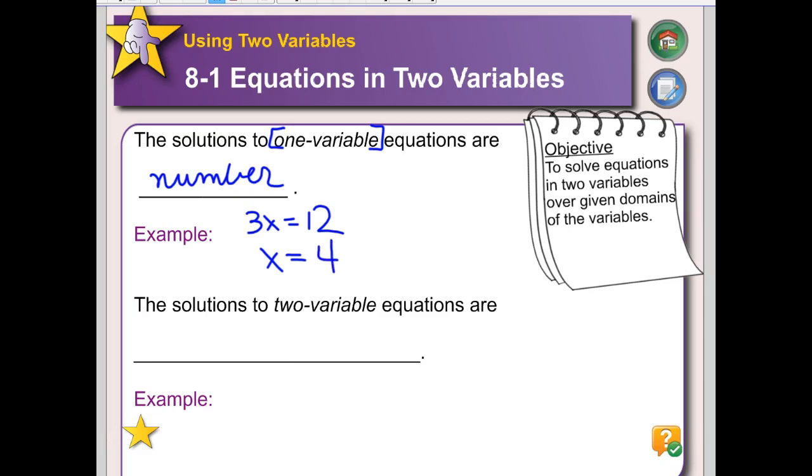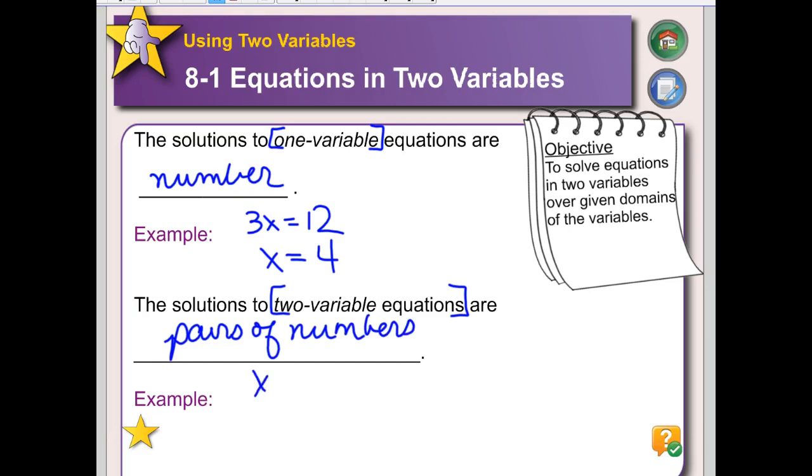Well, now, when we start to delve into Chapter 8, we're going to find solutions to two variable equations, all right? And so we're going to see most of those times, we're going to use x and y, but we're going to see then that answers to two variable equations are pairs of numbers. Pairs of numbers.